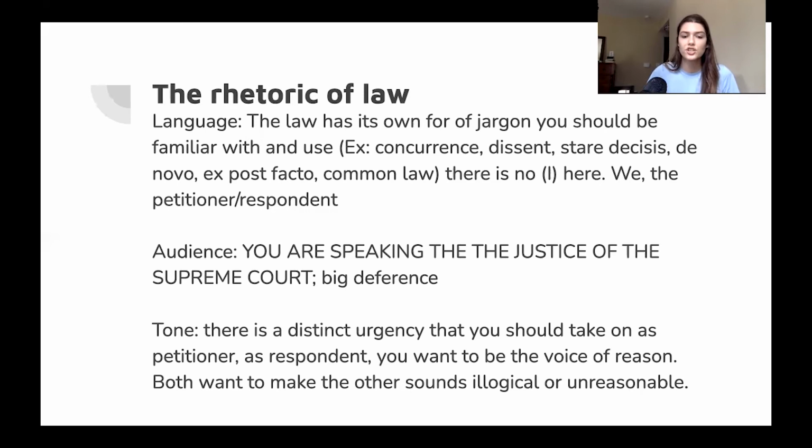And additionally, when you're arguing the petitioner's side, the petitioner is usually in these cases a person whose rights have been violated. And so you want to take on that kind of distinct urgency, because as a lawyer, you are defending the individual rights of a person. And you're going to want to act passionately about that, because you're communicating to the justices with your tone how you feel about how this case should be ruled, and the urgency attached to the ruling.